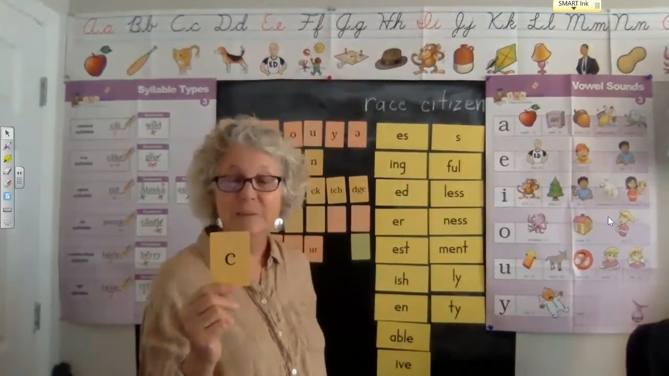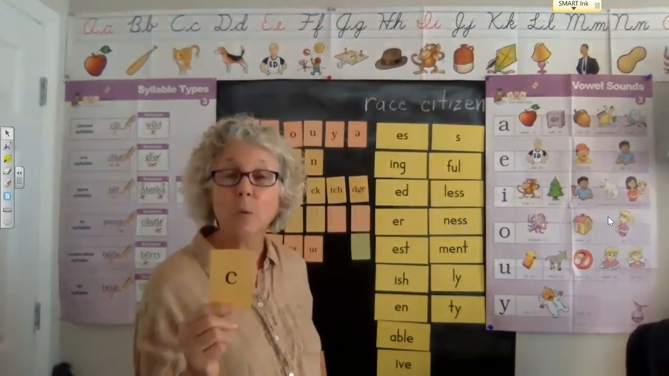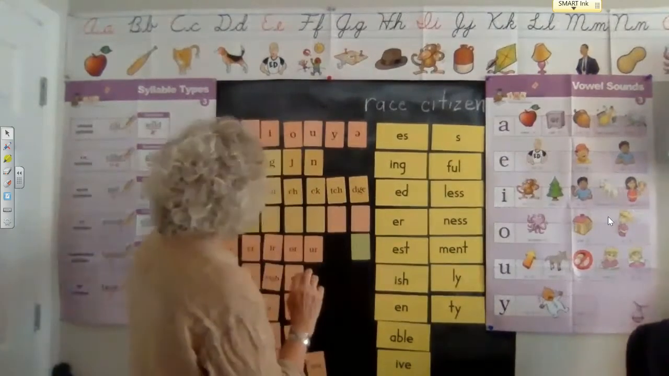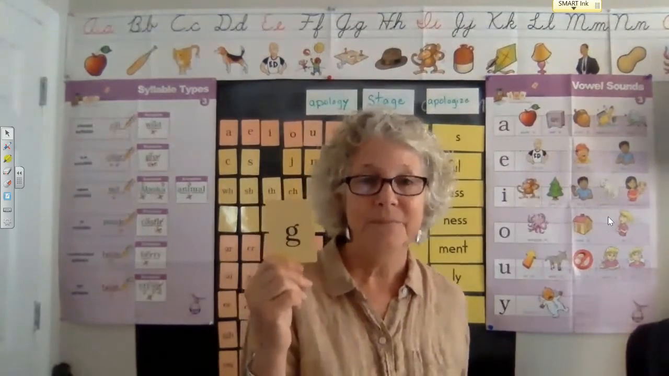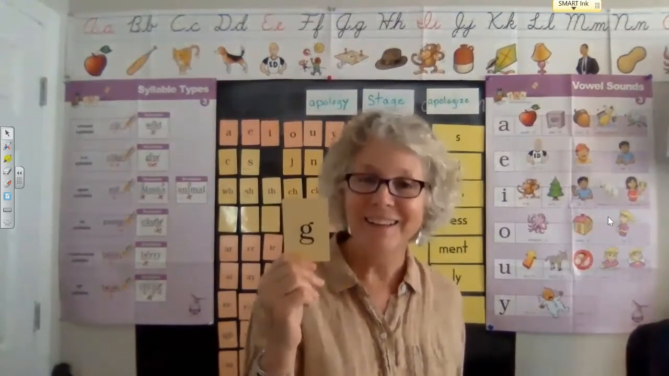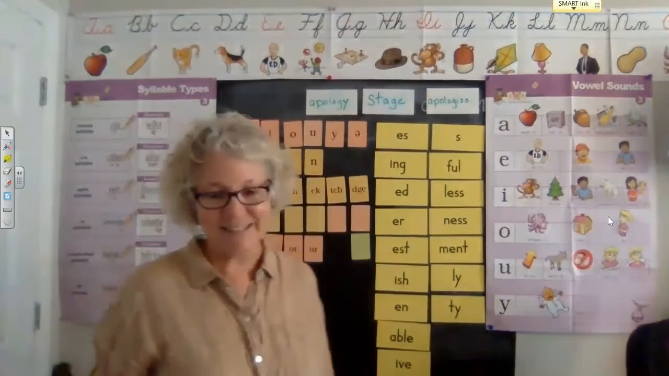C, cat, k. C before an E, I, or Y, S. All right, nice job. Fantastic. So let's drill this card. G, game, G before an E, I, or Y, J. Good. So that definitely changes, doesn't it?